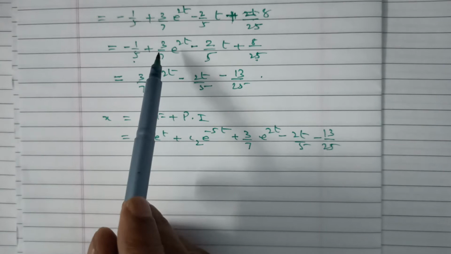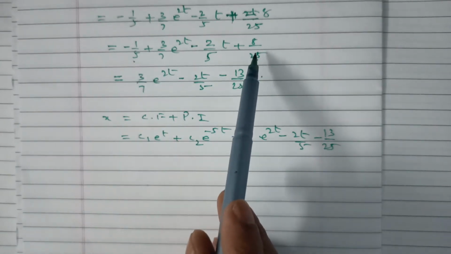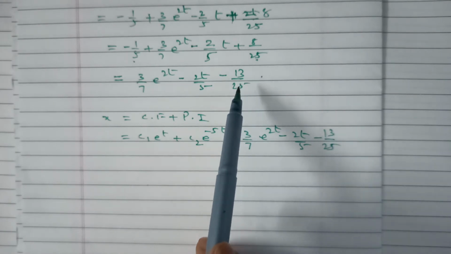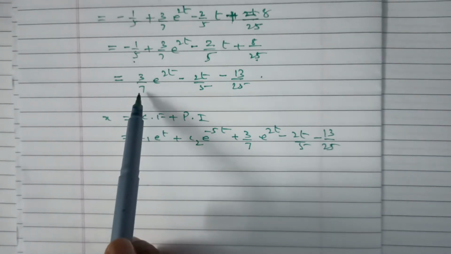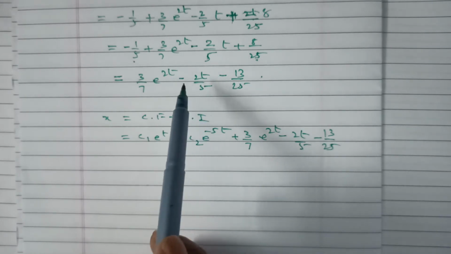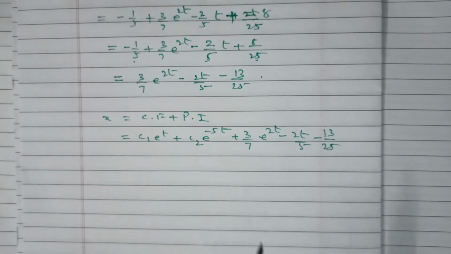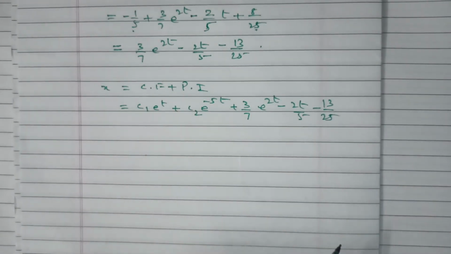So this is the same step: minus 1 by 5, 8 by 25 is a constant that I can simplify. The remaining is 3 by 7 e power 2t minus 2t by 5. Next, minus 13 by 25. X is equal to CF plus PI.